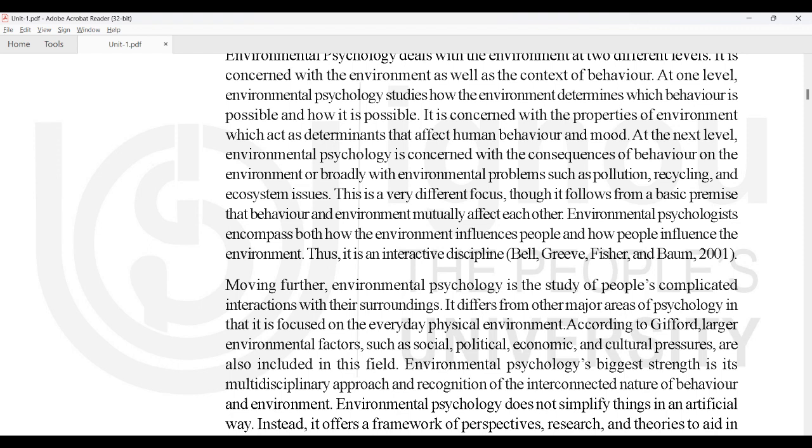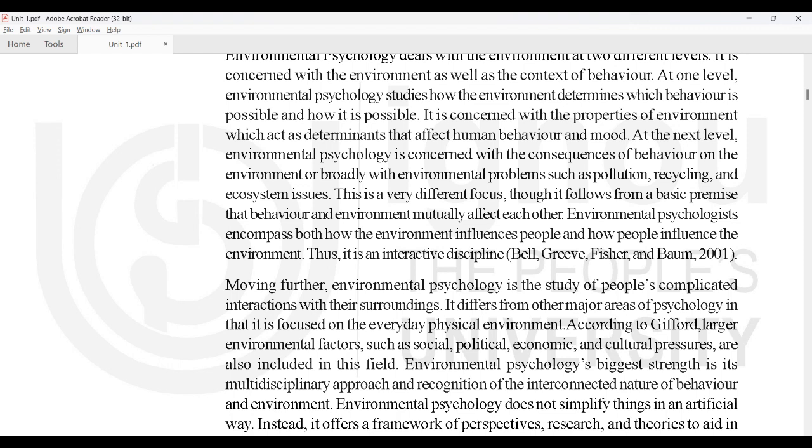Moving further, environmental psychology is the study of people's complicated interactions with their surroundings. It differs from other major areas of psychology in that it is focused on the everyday physical environment. According to Gifford, larger environmental factors, such as social, political, economic, and cultural pressures, are also included in this field. Environmental psychology's biggest strength is its multidisciplinary approach and recognition of the interconnected nature of behavior and environment.